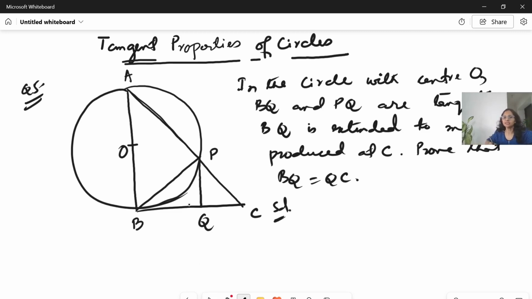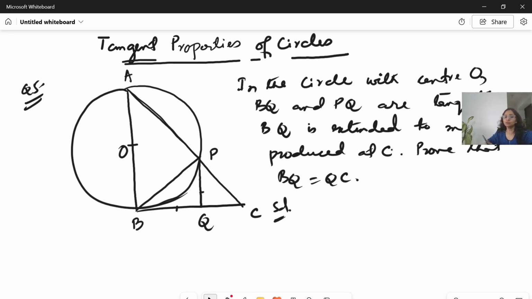This circle is given to us, center is O, BQ and PQ are tangents. Look at BQ and PQ. They are tangents to the same circle, which means BQ will be equal to PQ. And these two are equal, right? BQ and PQ are tangents.